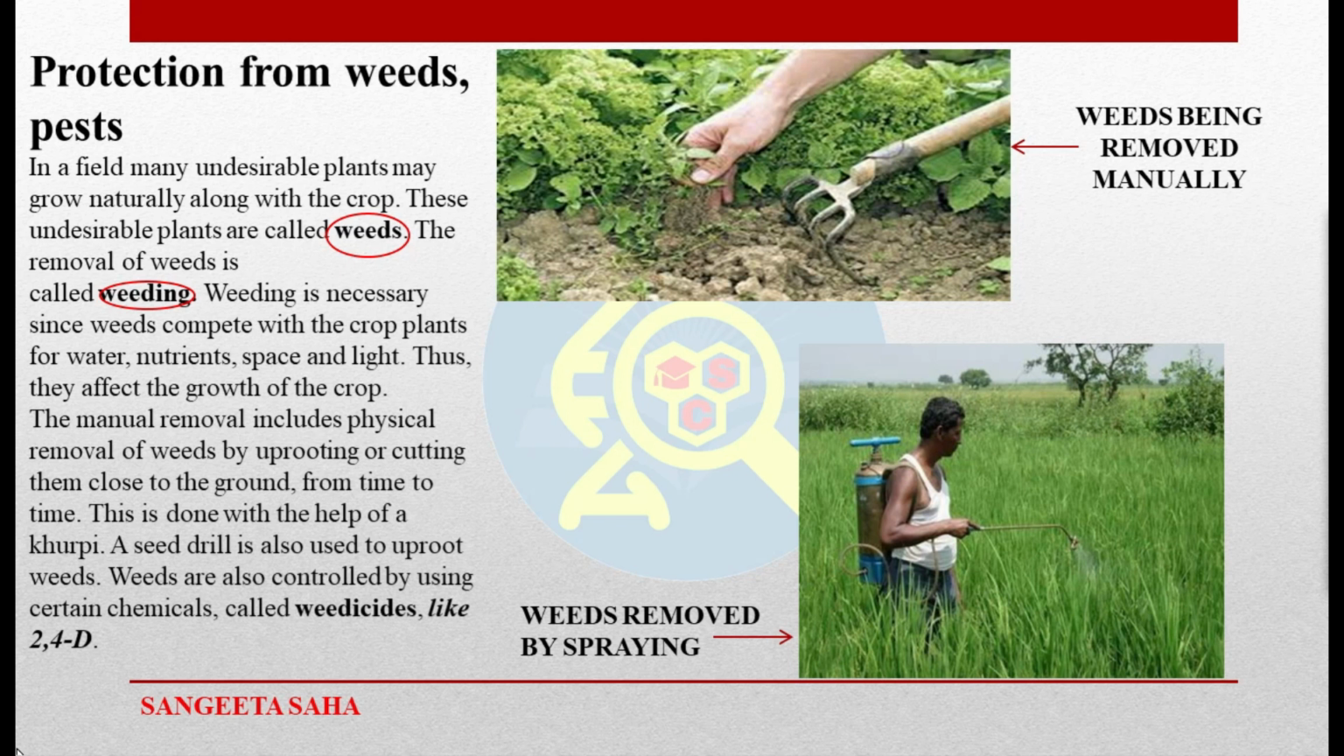Now, weeds can be removed manually by uprooting or cutting them close to the ground from time to time. This is done with the help of khurpi, as you can see in the picture. Alternatively, weeds are also controlled by using certain chemicals called weedicides, like 2,4-D. These are spread in the fields like this to kill the weeds, and this will not damage the desirable crops.